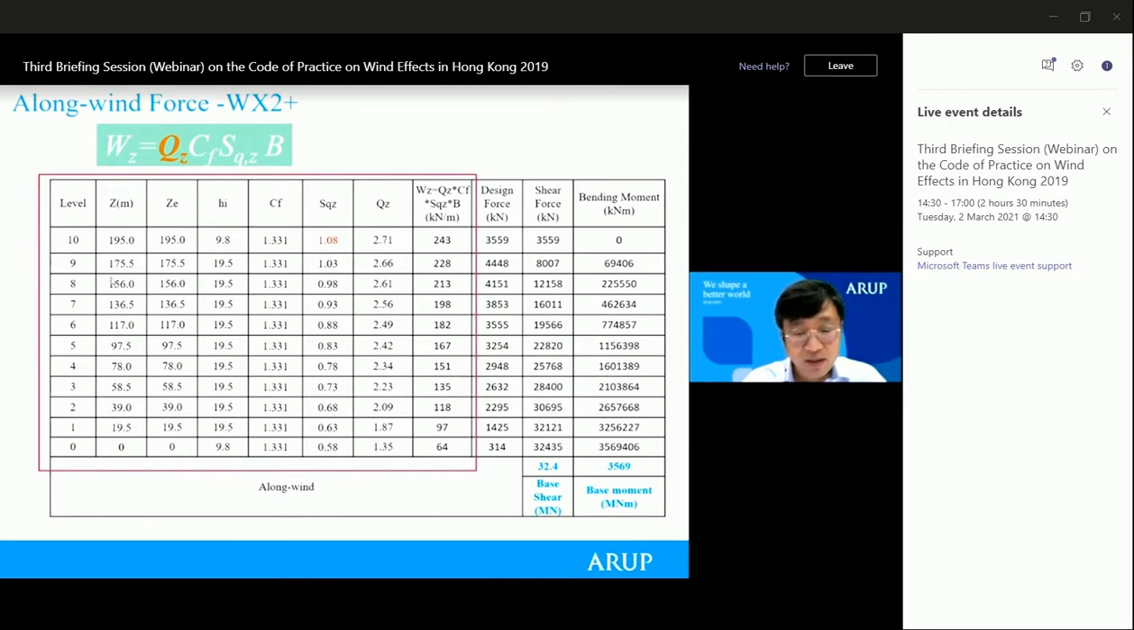And finally, we can calculate the base shear and base moment, especially for the base moment, that is 3,569. So this is important because it's especially for this case, finally we need to compare the along wind base moment and the crosswind base moment to consider whether any further adjustment is needed or whether wind tunnel testing is needed.